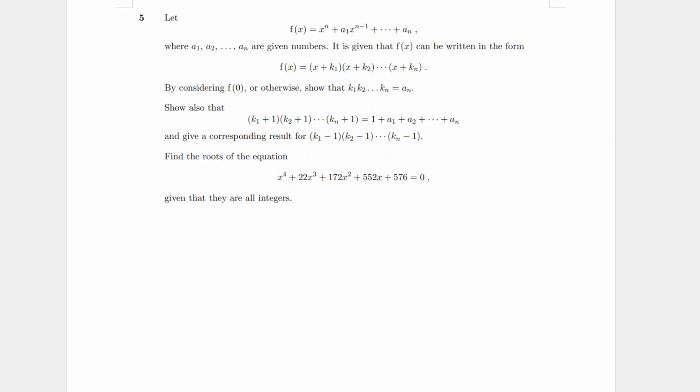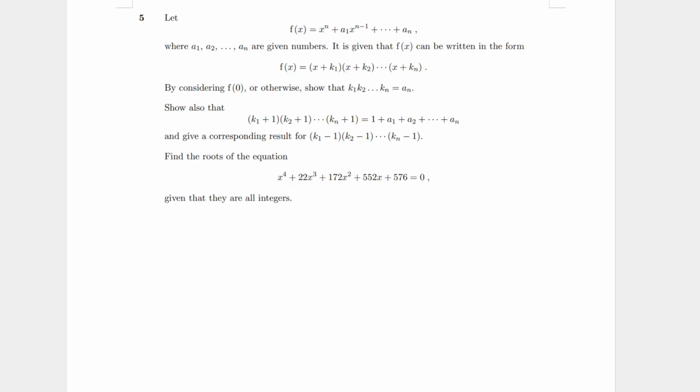Alright, let's move on to 2002, STEP 1, question 5, I think. Let f(x) be that polynomial there, where a1, a2, and so on are given numbers. f(x) can be written in a factorized form, so that minus k1, minus k2, and so on until minus kn are the roots of the equation. By considering f(0) or otherwise, show that the product k1 to kn equals an.